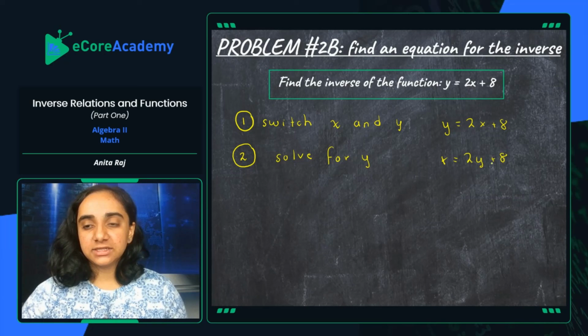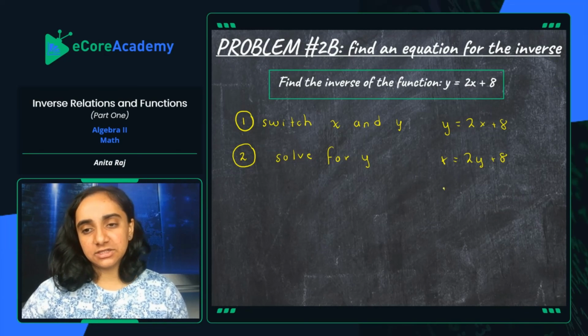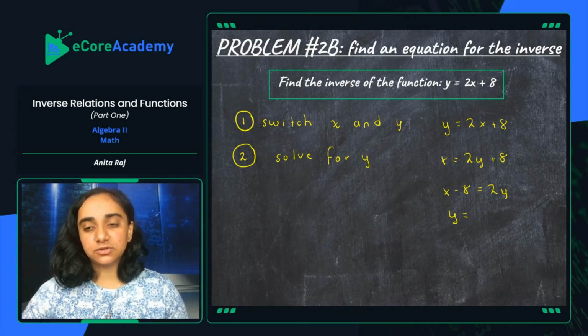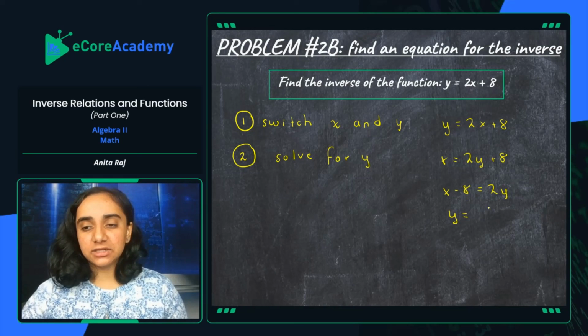To get y by itself, I'm going to subtract 8 from both sides. So x minus 8 equals 2y. And then to get y by itself, I'm going to divide both sides by 2. So 2y divided by 2 is just y. X minus 8 divided by 2 is just x minus 8 over 2.